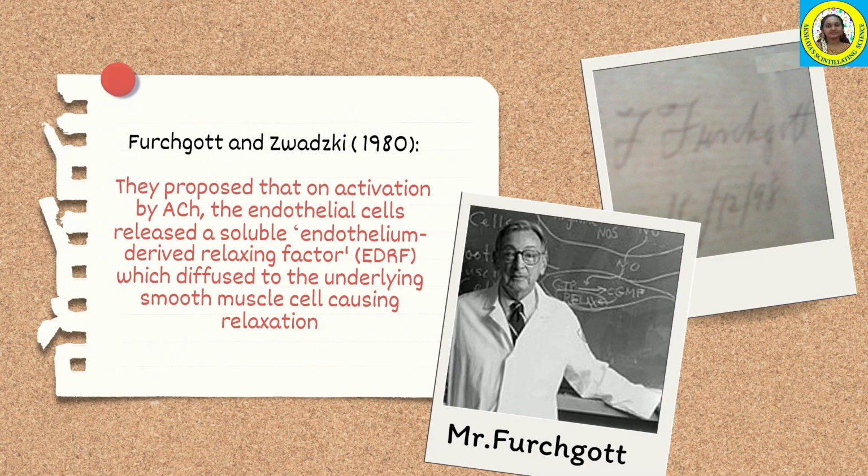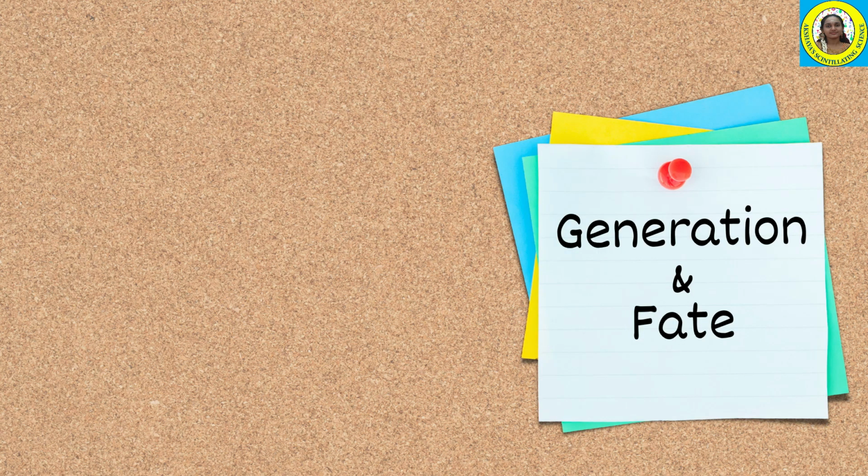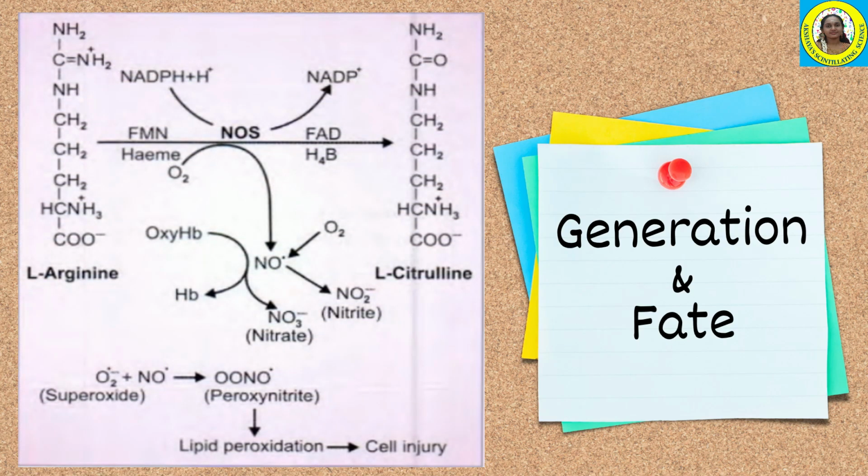Now let's see the generation and fate of nitric oxide. Nitric oxide is synthesized from L-arginine. On the action of nitric oxide synthase, L-arginine is converted into L-citrulline, which produces nitric oxide as a byproduct. Later, nitric oxide is converted into various other oxides of nitrogen like nitrite, nitrate.